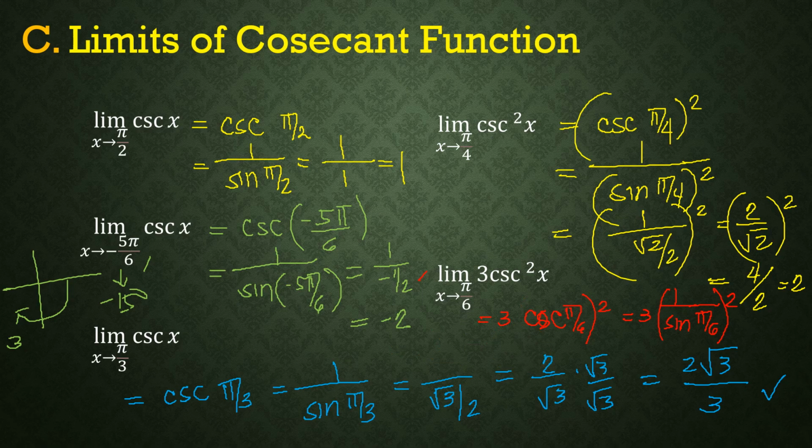Okay, so we're going to repeat the solution, and that is equal to 3 times 1 over 1 half quantity squared, which is equal to 3 times 2 raised to 2, because 1 divided by 1 half is 2, so 2 squared is 4. 4 times 3 is 12. So 12 must be the limit.